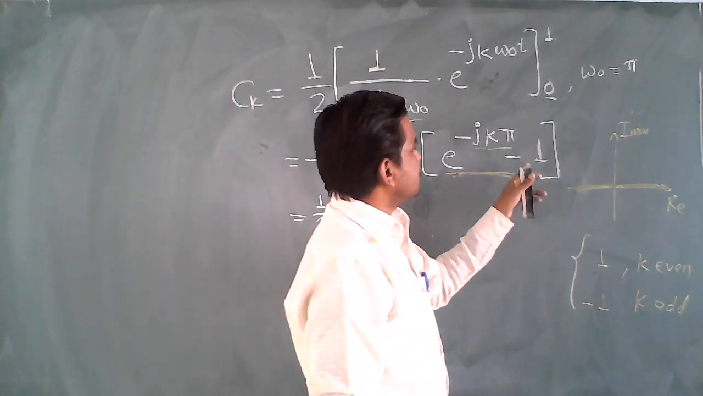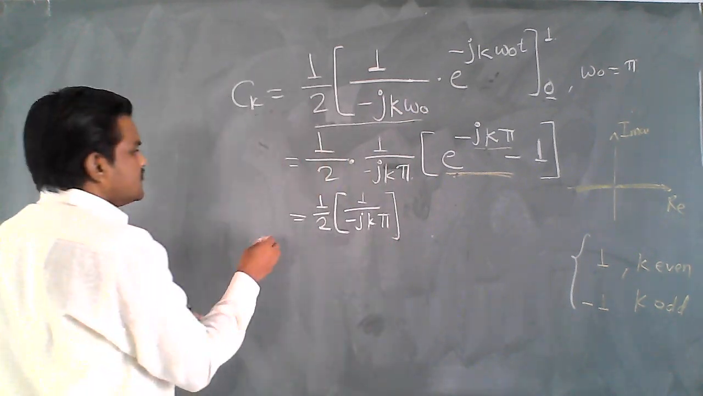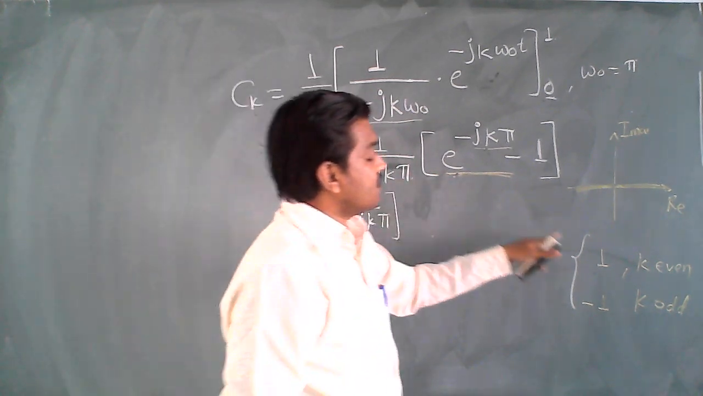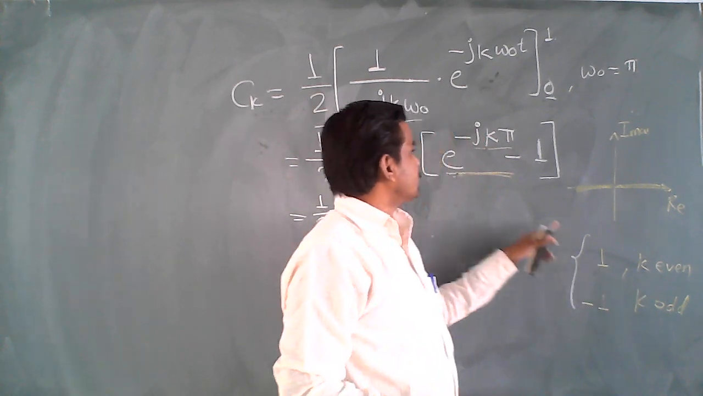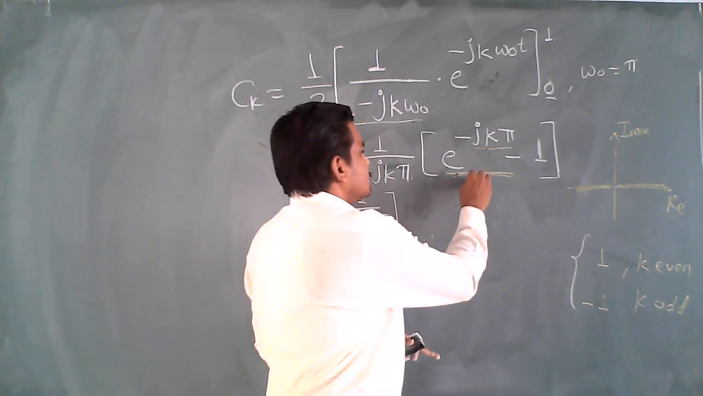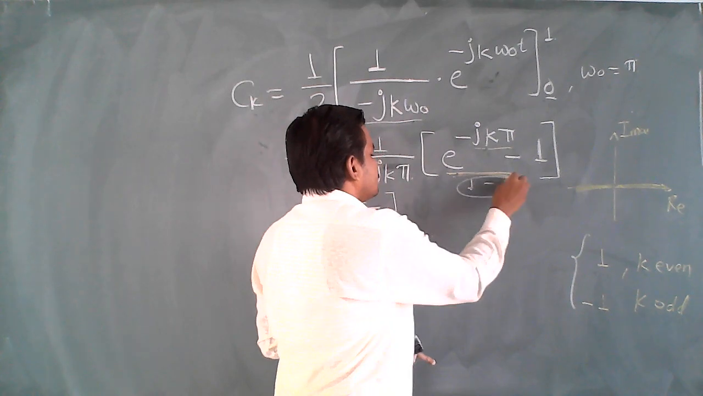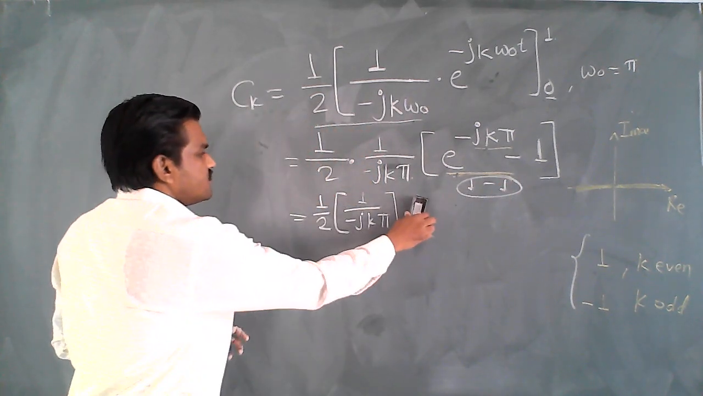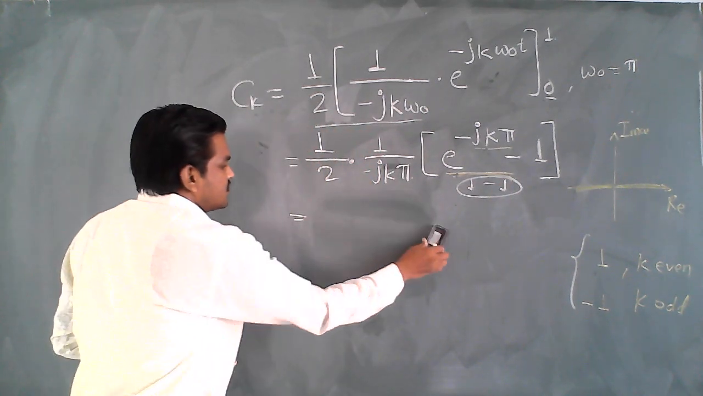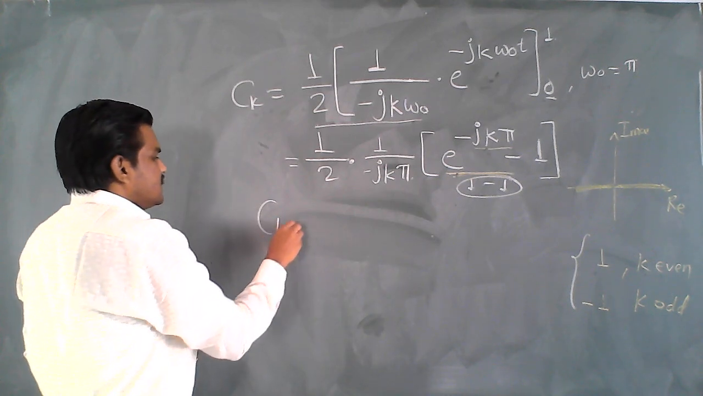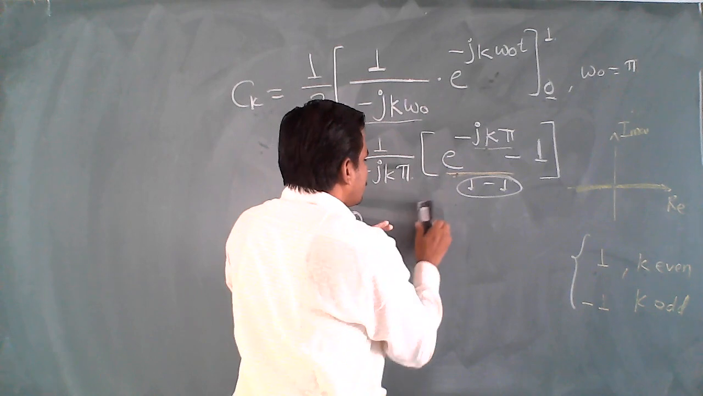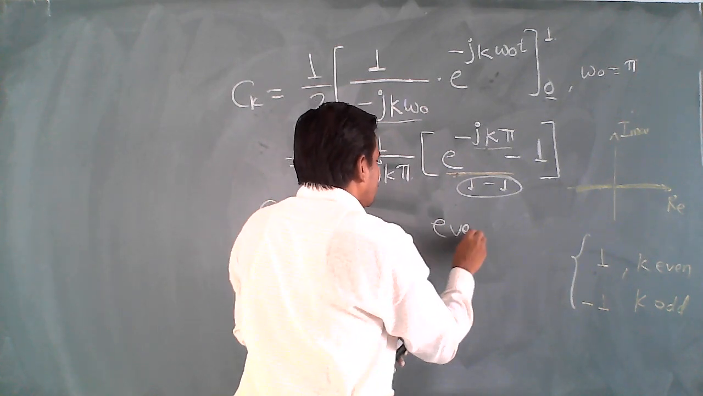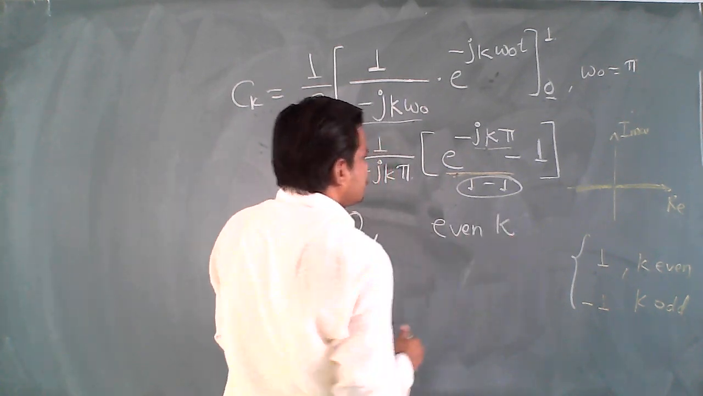When k is an even number, its amplitude is 1, so 1 minus 1 becomes 0, and when we multiply it, I will write it as ck is equal to 0 for even k.